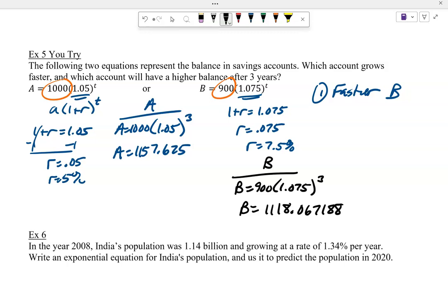So who has more? Therefore, A has a higher balance savings after 3 years.